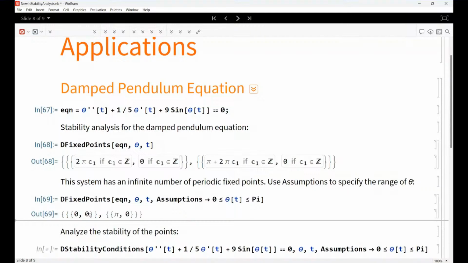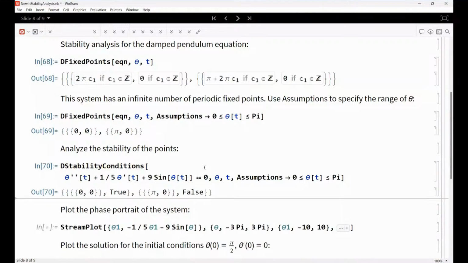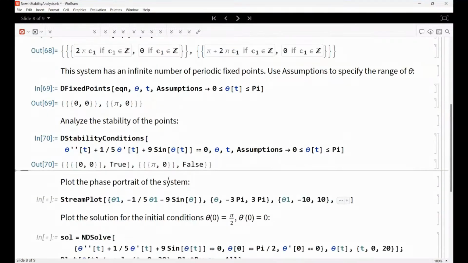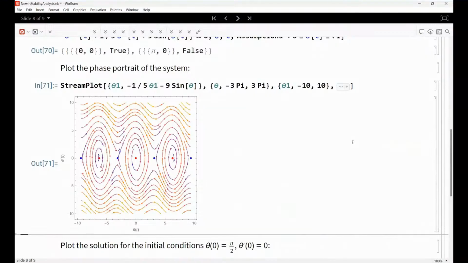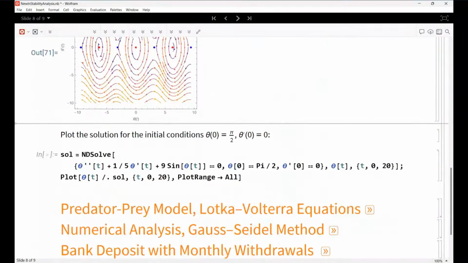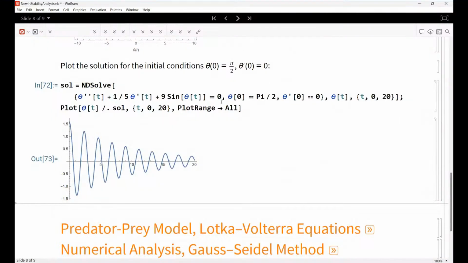The first one, 0, 0, corresponds to the down position of the pendulum and is stable. And the second one corresponds to the up position of the pendulum and is unstable, as you can see here. Now we can use a stream plot to get the phase portrait of the system. Here, red points are stable points and blue points are unstable points. And here is the solution of the pendulum for some initial conditions, and the solution tends to its stable fixed point.